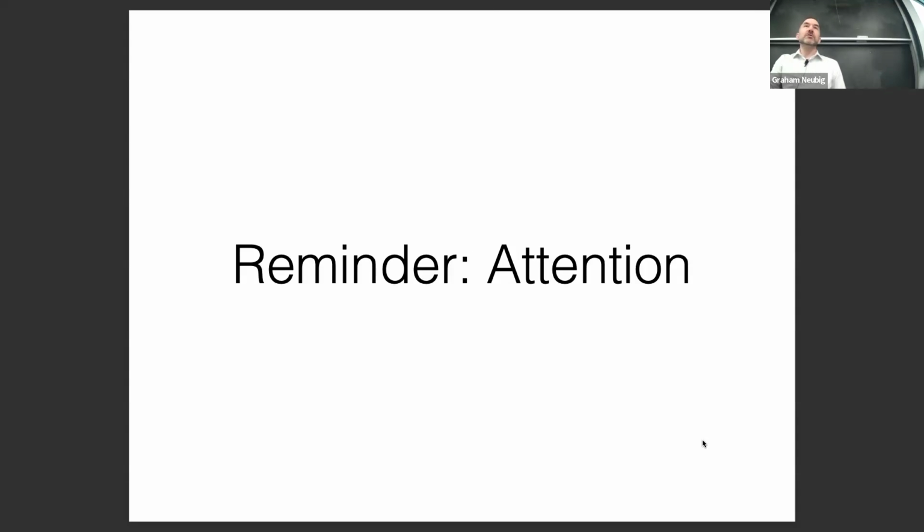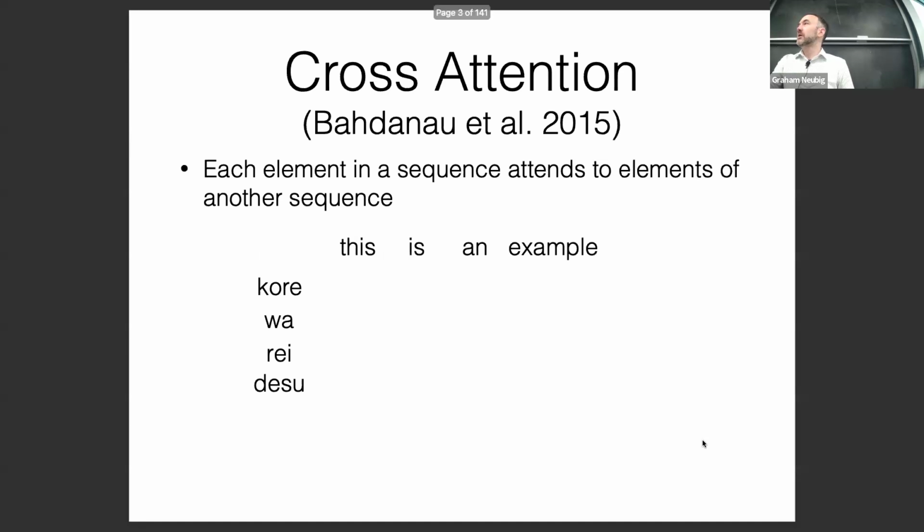So as a quick reminder, I just want to review the attention from last time very quickly. If you remember, there were two varieties of attention. One was cross attention, where you attend to another sequence. So you have one sequence that serves as your keys that you are attending to, and one sequence that serves as your queries, the things that you are using to attend to the sequence of keys.